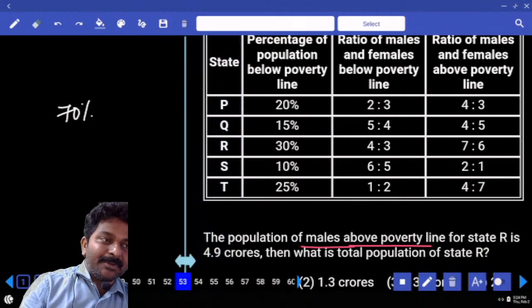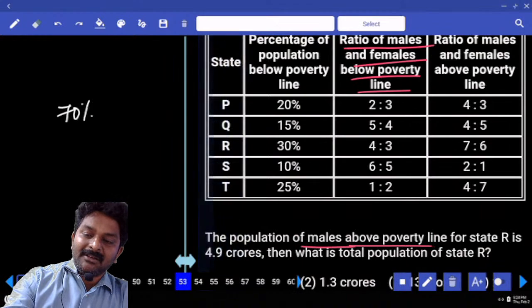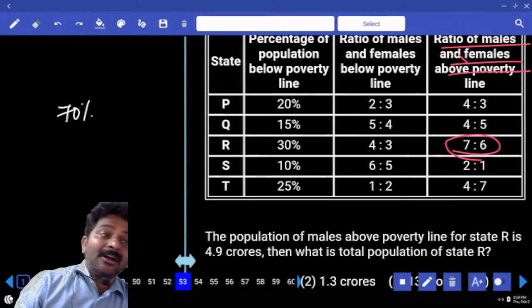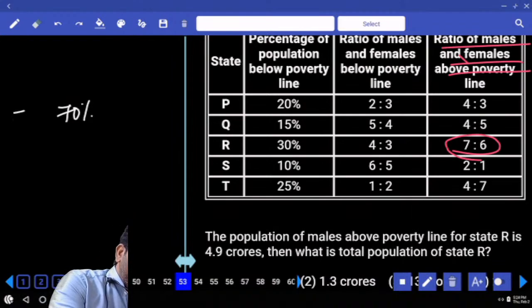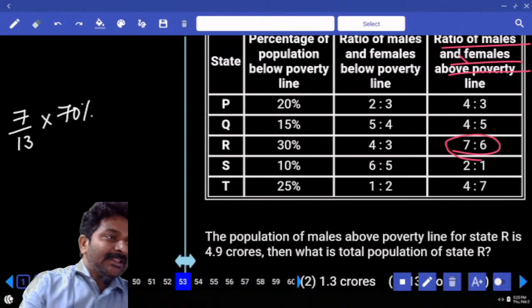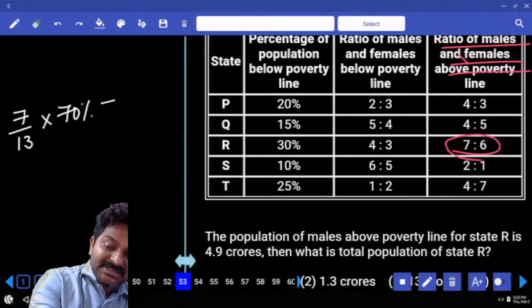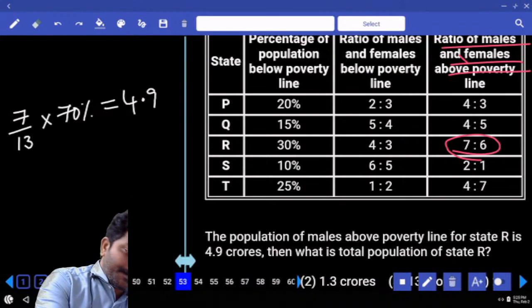And who are these people? Male. Ratio of male female below poverty line, we don't need this. Ratio of male female above poverty line, what is the ratio? 7:6. How many parts of male are there? 7 out of total 13. 7 upon 13 among 70%. These are male who are above poverty line, which is mentioned as 4.9 crores, and we were asked to calculate total population.